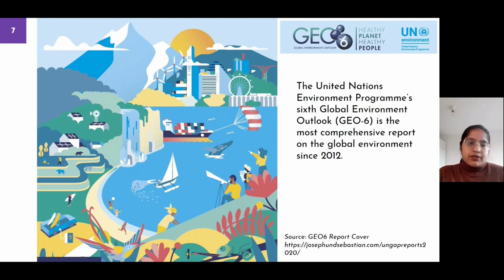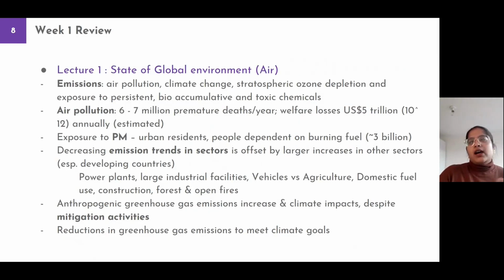So if you want to have a further understanding of the topic, you should definitely look at the contents of the report and read through interesting topics, because it also talks about policy and mitigation efforts that we can take and the governments can take across the world to improve the quality of environment and create a healthy planet for a healthy population. So to begin week 1 in review, week 1 had 5 lecture modules which talked about the state of global environment for different parameters. Lecture one talked about the state of global environment for air.